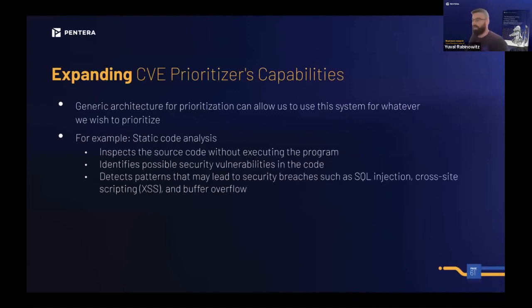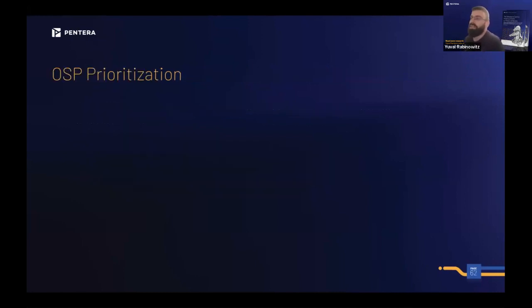So what is static code analysis? It's the process of inspecting a source code without actually executing it. And you can identify possible vulnerabilities in the source code just by detecting known patterns. So known patterns that can possibly lead to problems like SQL injections and XSS and buffer overflow. So you can run a program that analyzes the code statically and gives you a result of possible vulnerabilities in that code. So we decided to create an OSP prioritization.